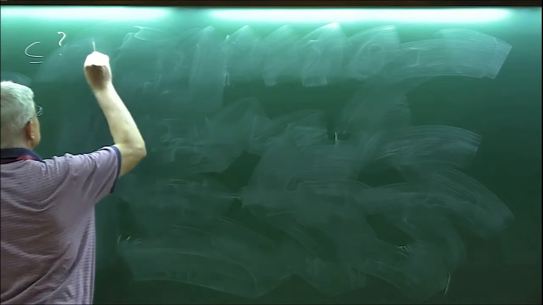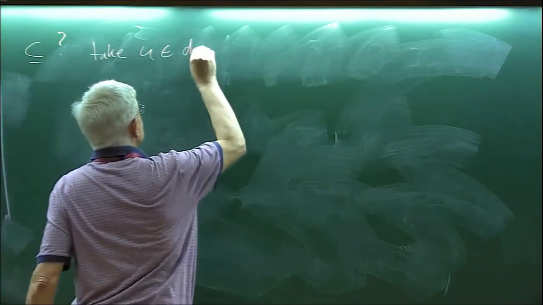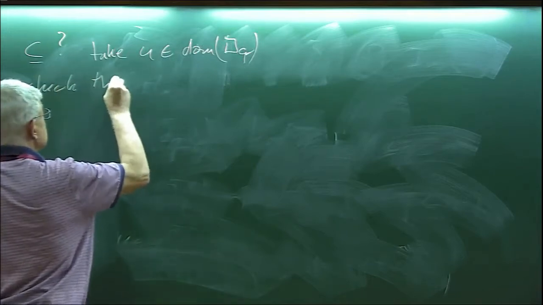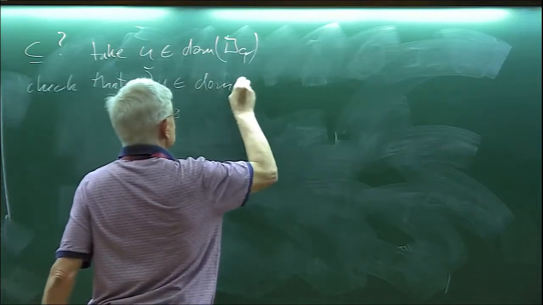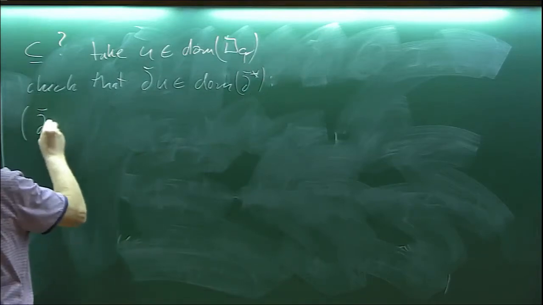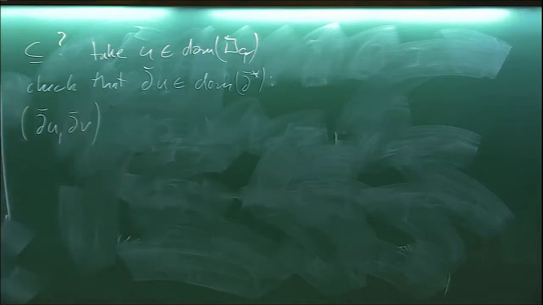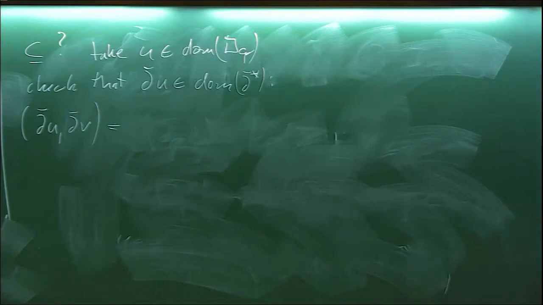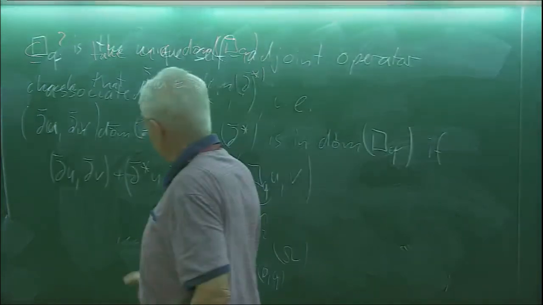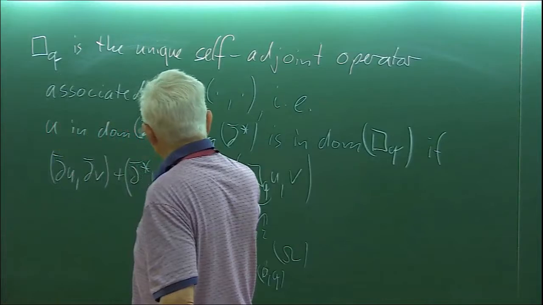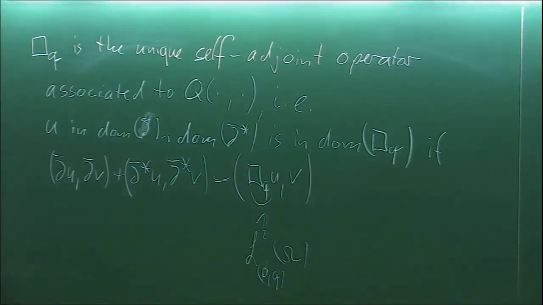Okay, so take U in the domain of box Q, and let's check that d bar U is in the domain of d bar star. Well, I have to pair d bar U with d bar of something, right? From this definition, I know something if I have not just this d bar U with d bar of something, but I also have the term d bar star U and then d bar star of the same thing. So what to do?